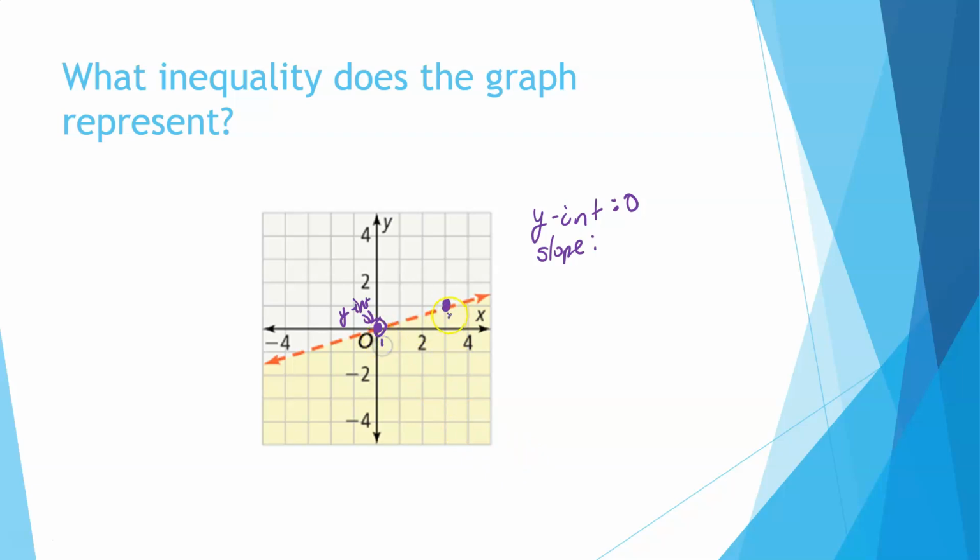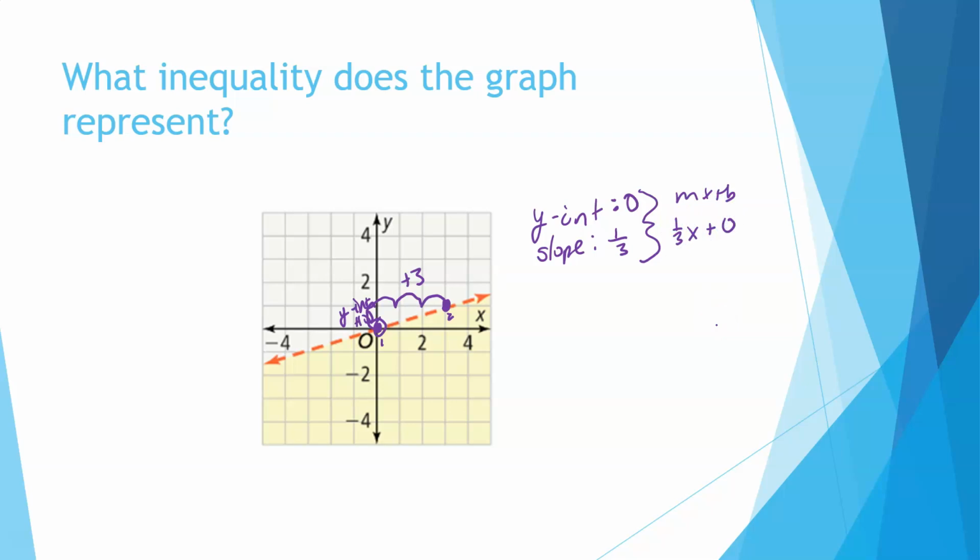So to get from point 1 to point 2, I rise 1, so rise is 1, and I run 1, 2, 3, positive 3. So my slope is actually going to be 1/3, which means the mx plus b part is 1/3 x plus 0.